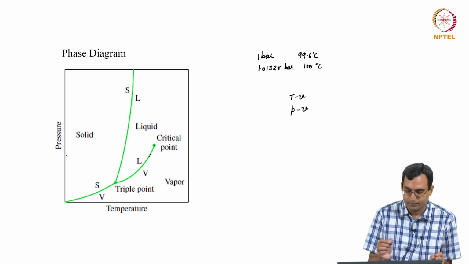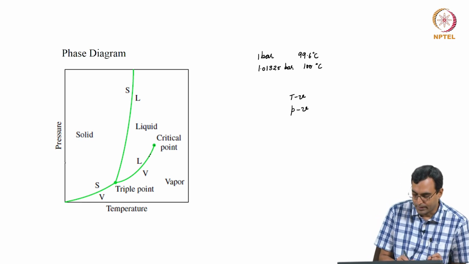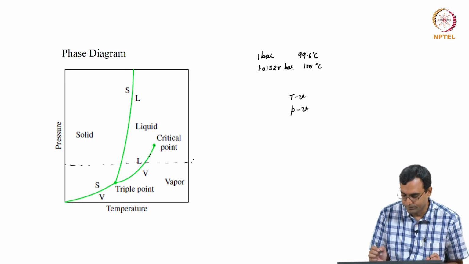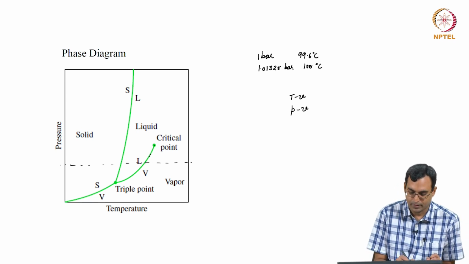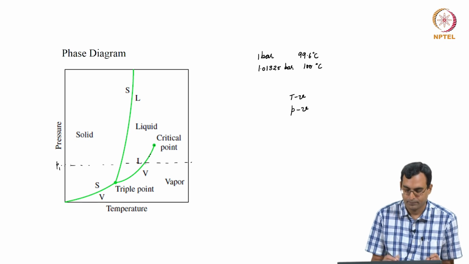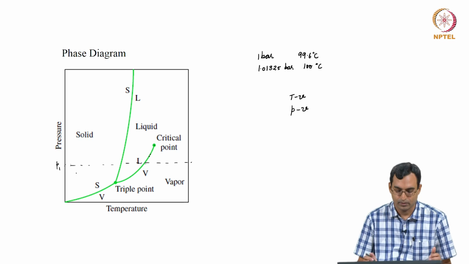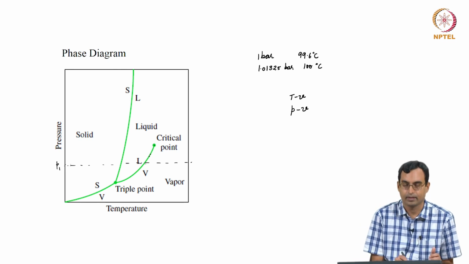So, what we see over here is, if you have a certain pressure and the temperature is very low, let me take for example some line over here. If I have a certain pressure here, and the temperature is extremely low, then the substance is likely to be in the solid state. It will be here in solid state.